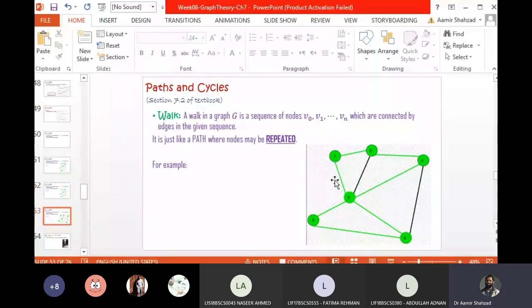For example, one more walk. From 1, I don't know, we can define it in multiple ways. From 1, I can go to 2, 2 to 4, 4 to 3. Then I go to node 5, node 6, come back to 3, and come back to 1. So this is one particular walk.